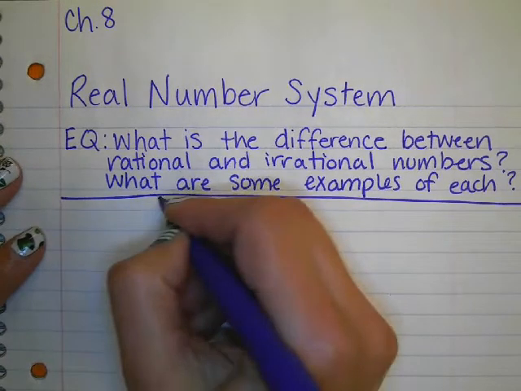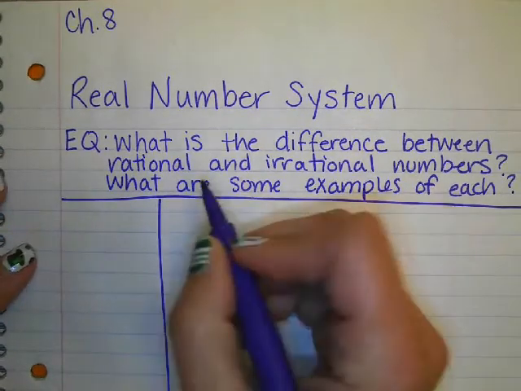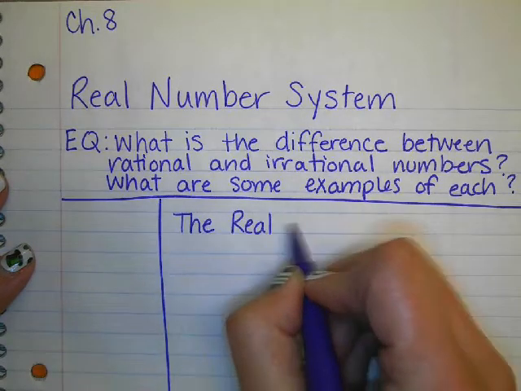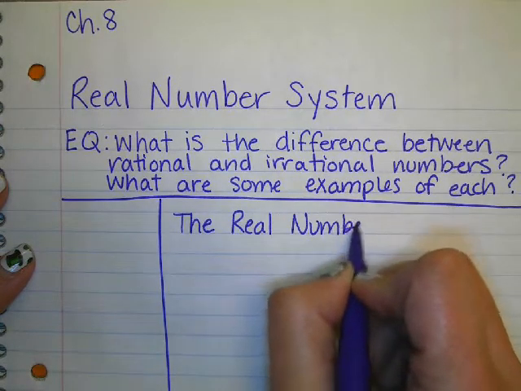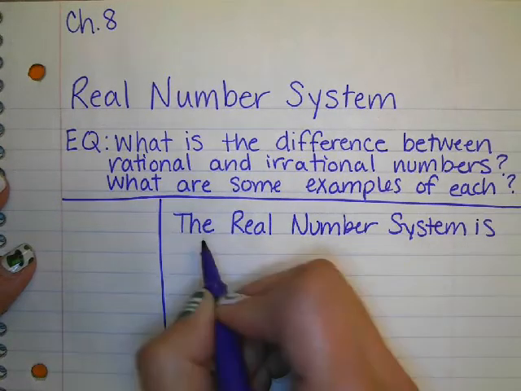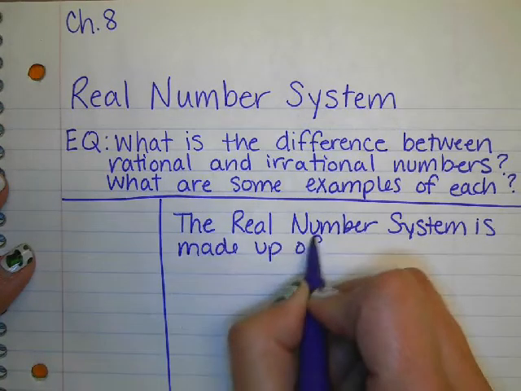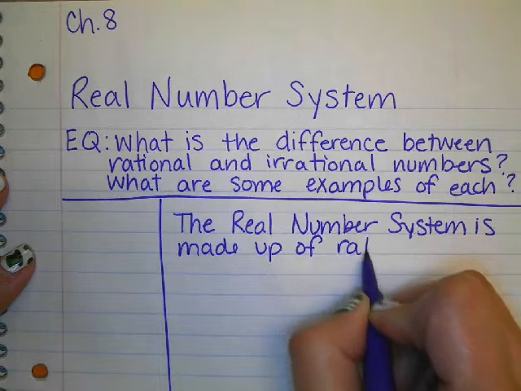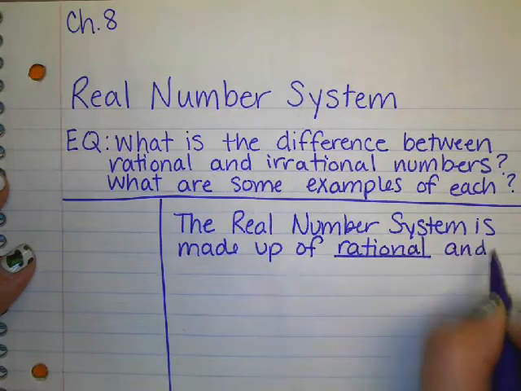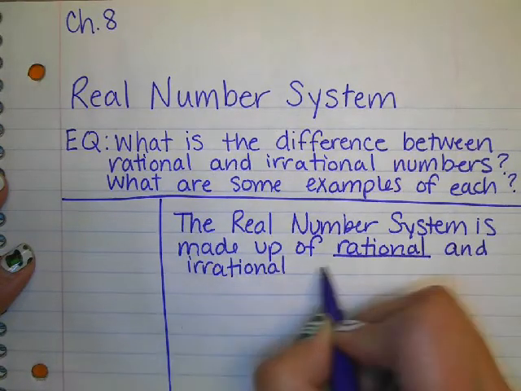So the real number system is made up of both rational and irrational numbers. So the real number system is made up of rational, I'm going to underline that, and irrational numbers.